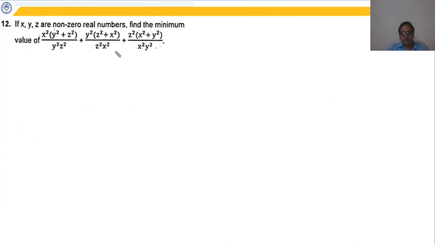Now, question number 12. If x, y, z are non-zero real numbers, find the minimum value of the expression. Before we start this type of question, whenever you take any positive number and its reciprocal, its arithmetic mean is (a plus b) by 2 and geometric mean is (a into 1 by a) to the whole power 1 by 2. This inequality is satisfied.